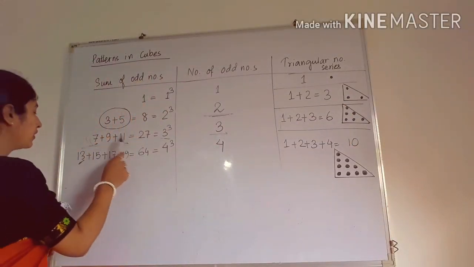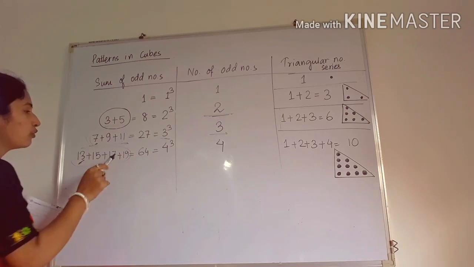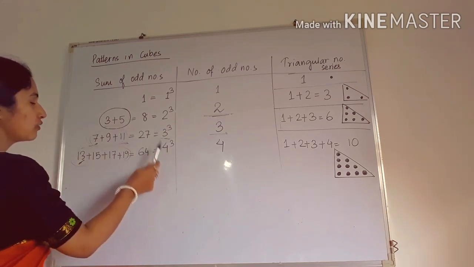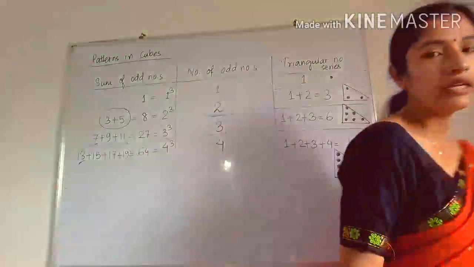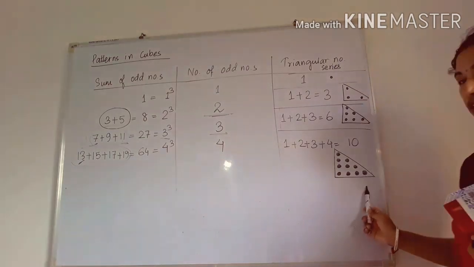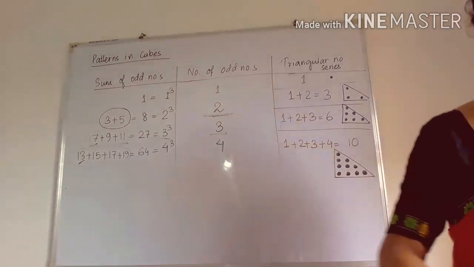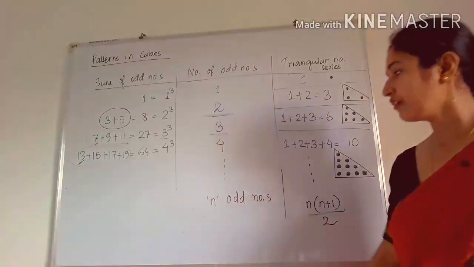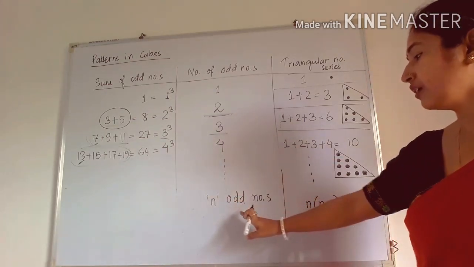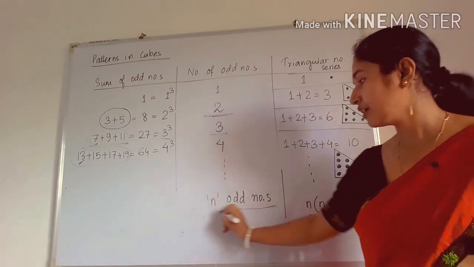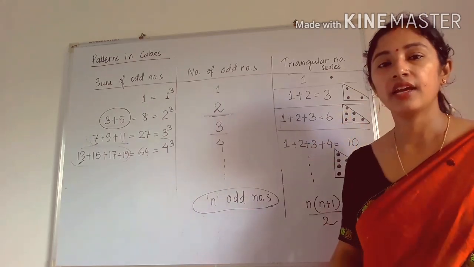Next, after 11 we have 13. So 13 plus 15 plus 17 plus 19. Here I am taking 4 odd numbers. So the sum is 64, and 64 is the cube of 4. For 4 odd numbers, by adding 1 plus 2 plus 3 plus 4 we get 10. Again we can draw it in the shape of a triangle. So this is a pattern. Like this, if I take n odd numbers, it will go on increasing.